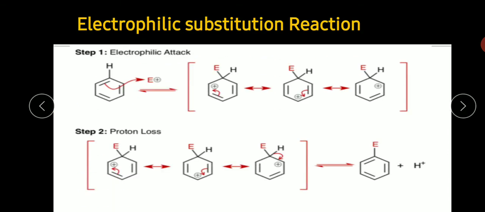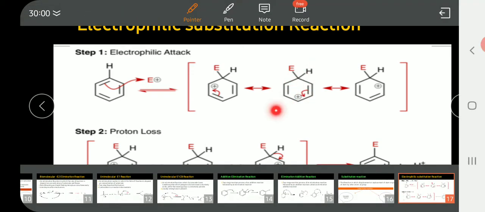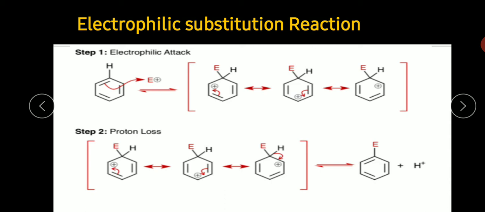Now see the electrophilic substitution reaction. Electrophilic substitution is a two-step reaction. First, in the benzene ring, the double bond attacks the electrophile and a positive charge forms here. Then there are three resonating structures. This double bond migrates here and the positive charge is present here. Then in the next structure, this double bond migrates here and the positive charge is present here. The second step of this electrophilic substitution reaction is the proton loss step.